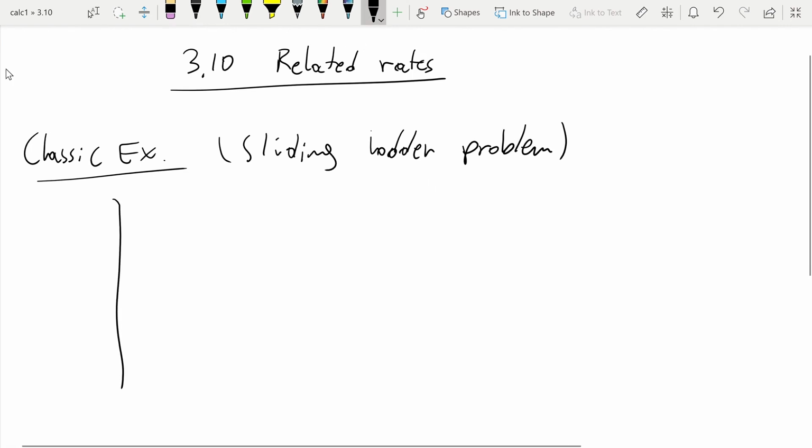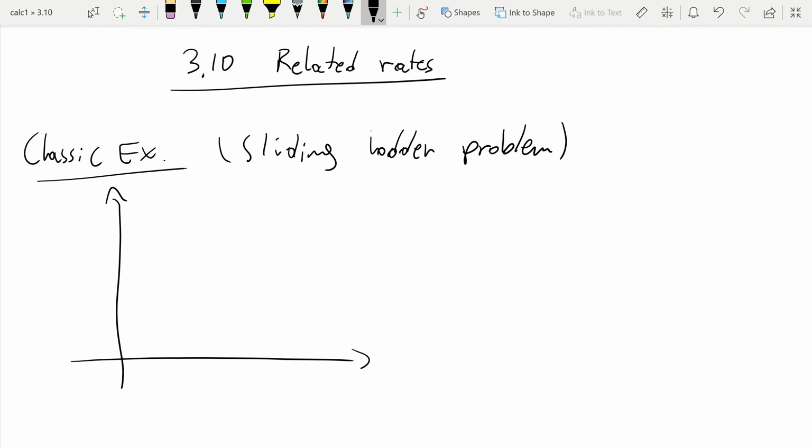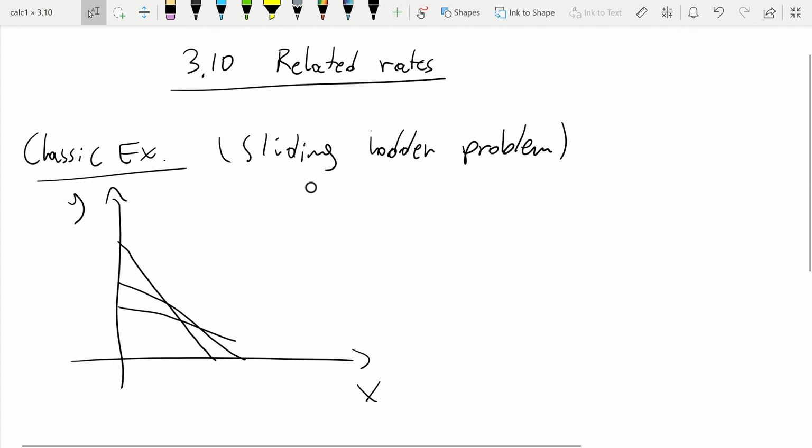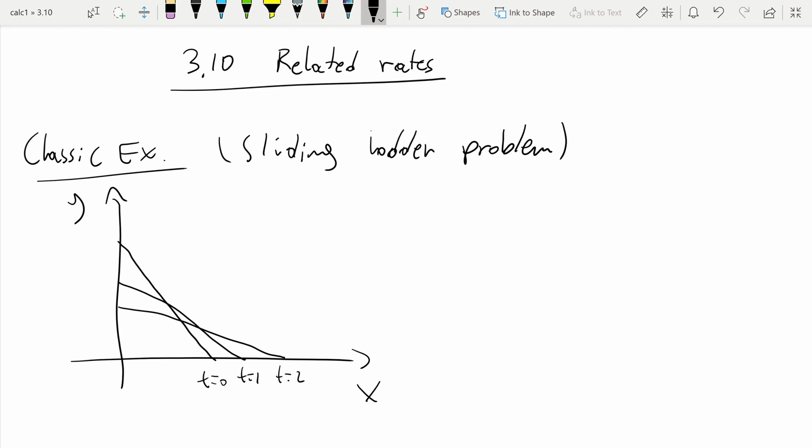So the setting is the following. You're given a ladder that is leaning against a wall, something like this, and as it slides away from the wall, you see that the height is decreasing, because there's a relation between the y coordinate and the x coordinate: the length of the ladder has to remain the same for all time.